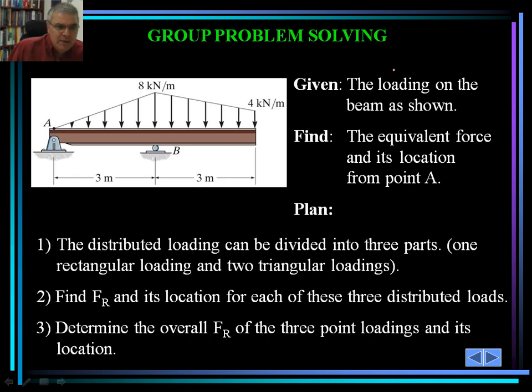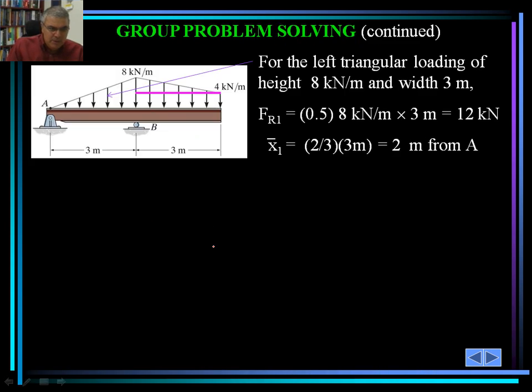The plan is, in this case, we could divide it into three areas. One could be from A to B, and from B to the right side of the beam. We can also divide that into 2 areas. There's one triangle here, another triangle up here, and a third one, which is a rectangle, down there. So we're going to find F sub r and its location for each of these 3 distributed loads. Then we're going to determine the overall F sub r of the 3 and its location.